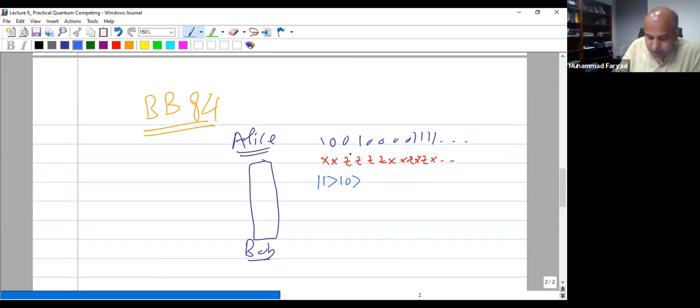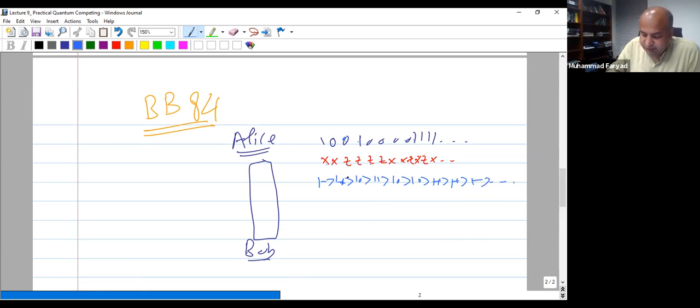The 0s and 1s are like the Z basis. So 1 in the X basis would go to the minus state. 0 in the X basis would be the plus state. 0 in the Z basis would be the 0 state. 1 in the Z basis is the 1 state. 0 in the Z basis is 0. So 0 in the X basis is plus. 1 in the X basis is minus, and so on.